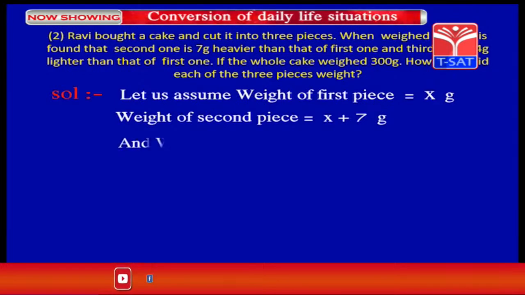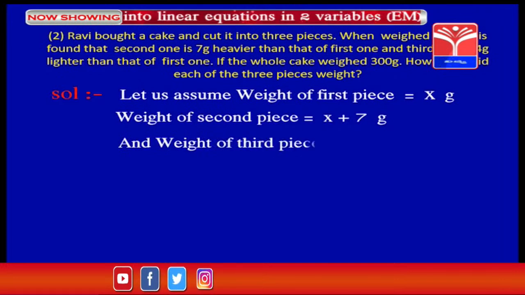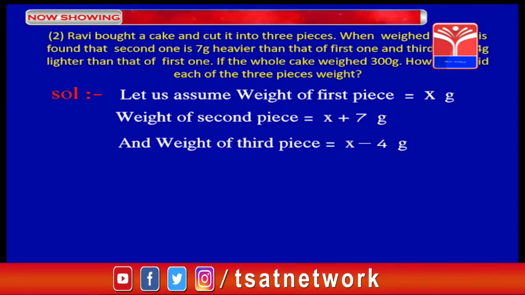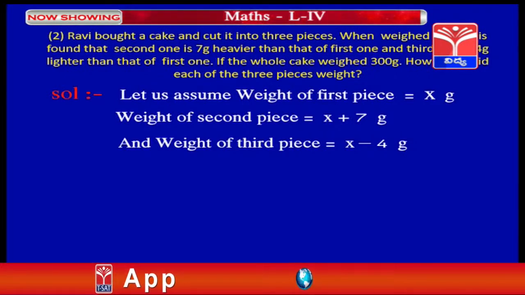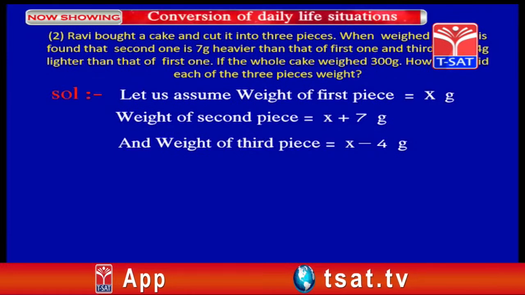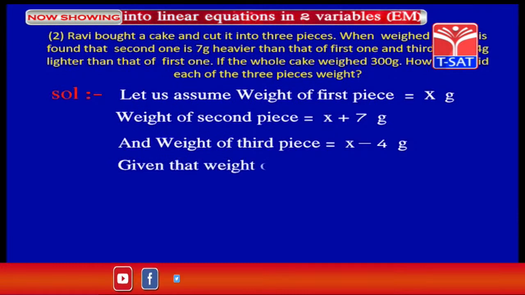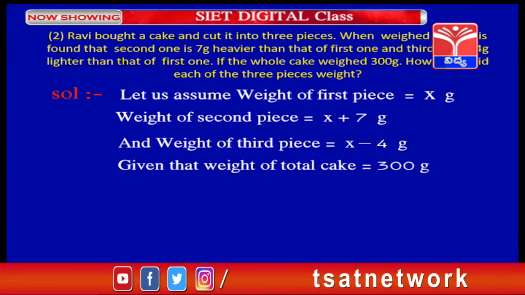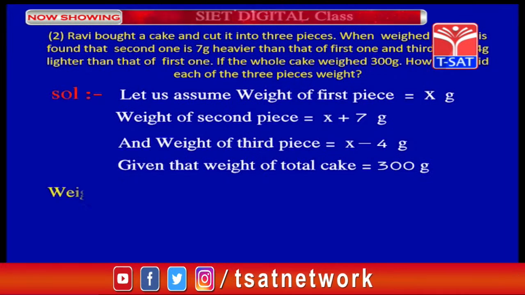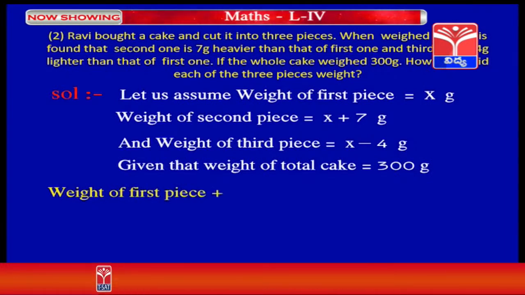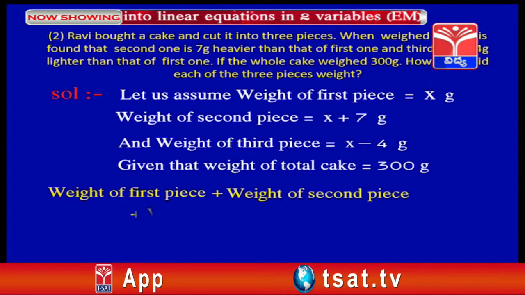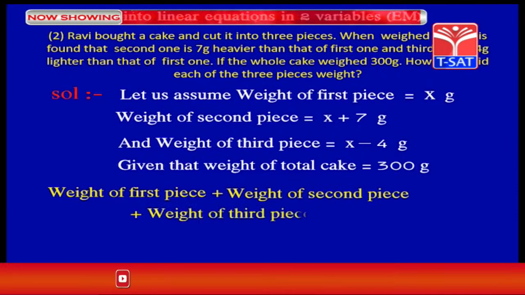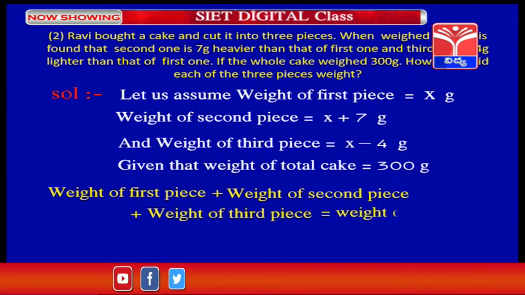weight of the third piece is equal to x minus 4 grams, because the question itself says the third one is 4 grams lighter than the first one. Given that the weight of the total cake is equal to 300 grams. Weight of first piece plus weight of second piece plus weight of third piece is equal to weight of total cake. Okay.